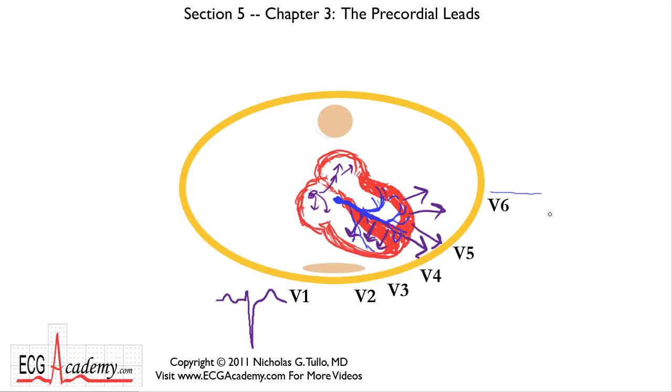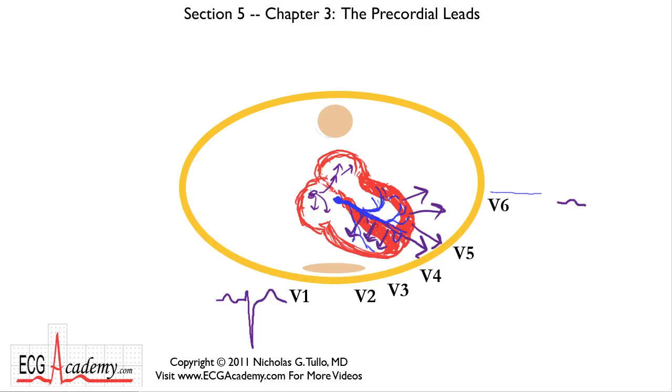Now let's take V6 on the other hand. V6, what happens is you get a P wave that's sort of upright because it's traveling towards V6 all the time. It's traveling sort of towards the left. So you'll get a fairly upright P wave.